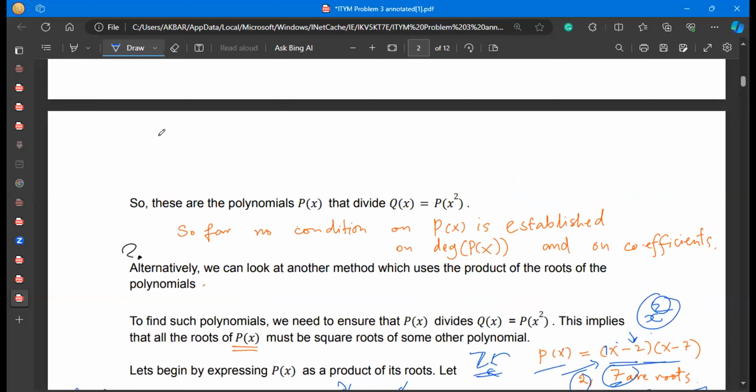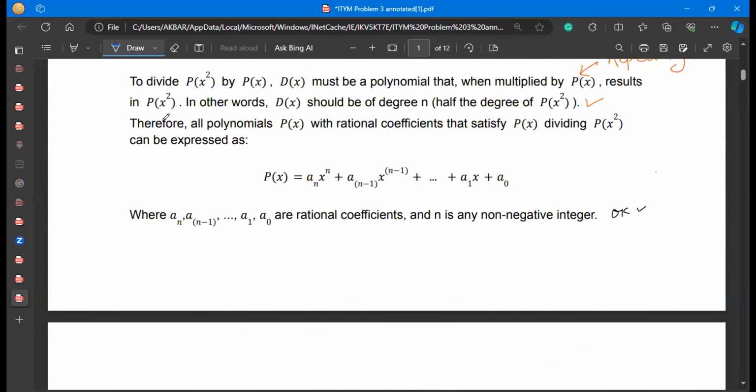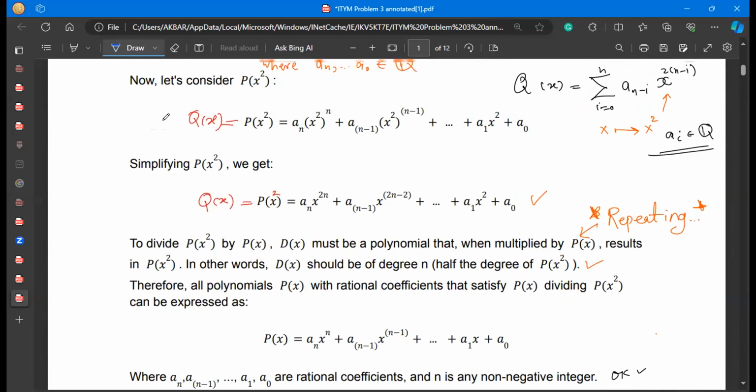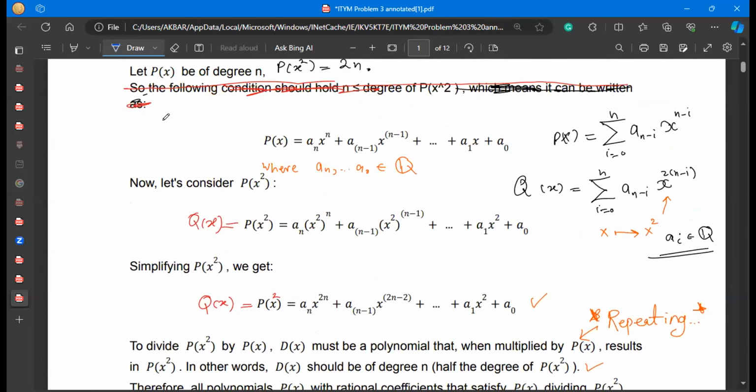Whenever two polynomials have the same roots, the polynomials are identical, they're the same. So the roots of P of x and the roots of P of x square can never be the same. No, sir, I wasn't saying that they're the same. Sir, I said that it would be the square root of that.